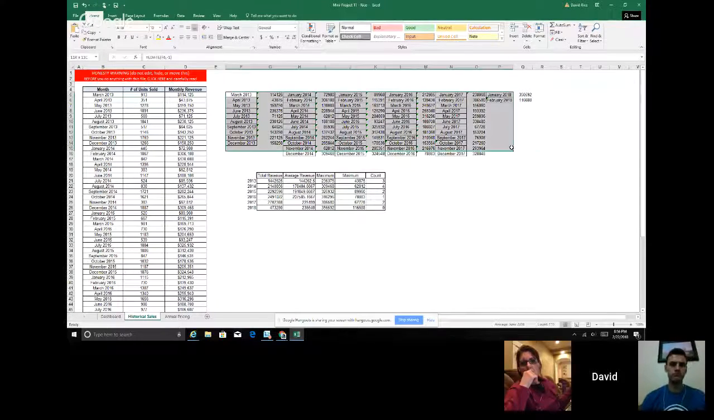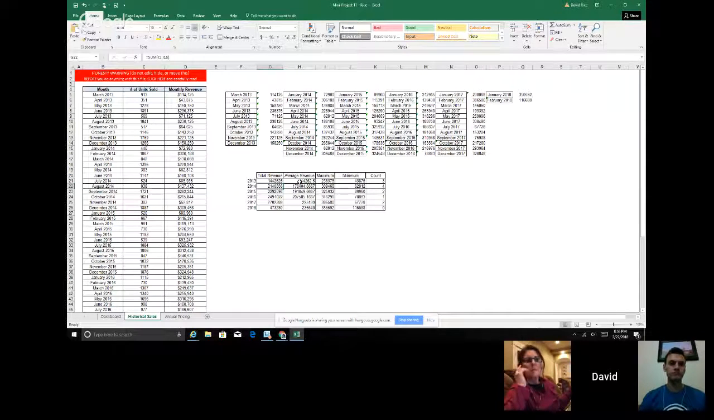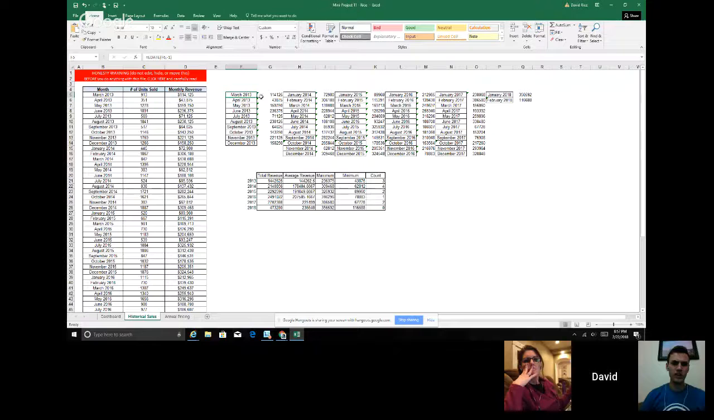Did you just paste the values over there for those columns? What, right here? Yeah, for the numbers, the monthly revenue, like total revenue, average revenue. Did you just paste the values? No, all these numbers are VLOOKUPs based off of this. Oh, VLOOKUP. Okay. That way, if that changes... okay, never mind.